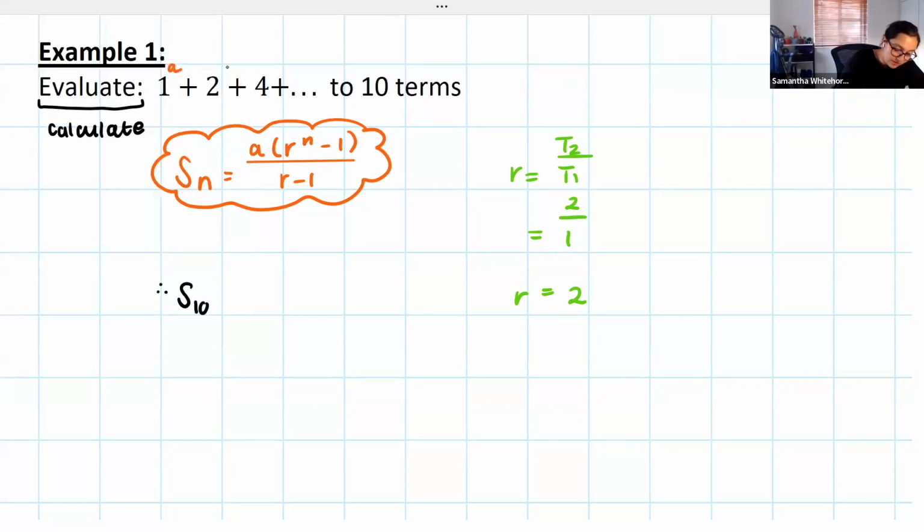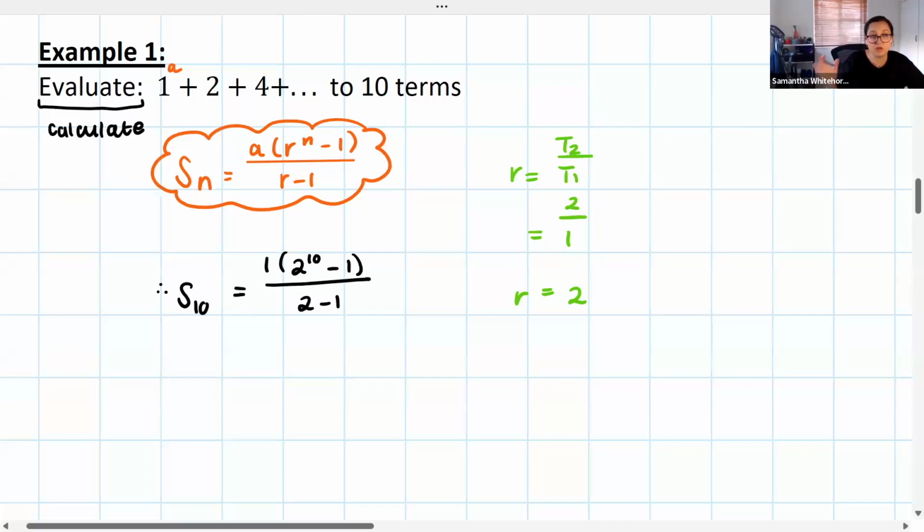So I want the sum of the first 10 terms, which means I've got A, which is 1, open bracket 2, because that's R, to the power of 10 minus 1, all over 2 minus 1. Now, guys, this 1 in front of that bracket actually does nothing, because 1 times anything doesn't change the value. Obviously, you leave it there, it's absolutely fine. But because you've now substituted in everything, all you do is put that into your calculator, and you get your sum. And in this case, it's 1023. If we add the first 10 terms together, that is the sum that we end up getting.